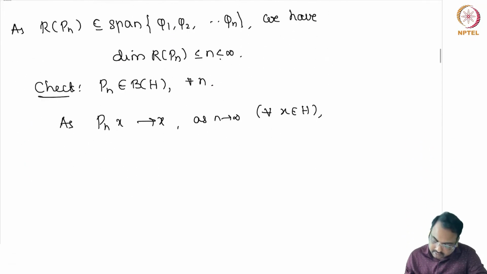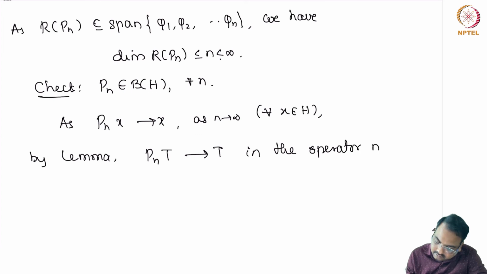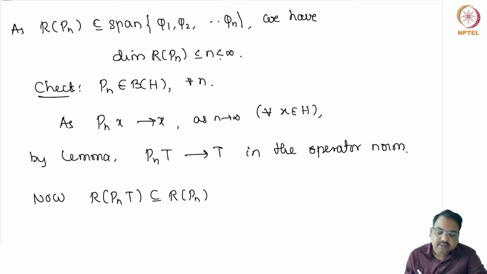Now applying the earlier lemma, P_n T converges to T in the operator norm. Now the range of P_n T is contained in the range of P_n, that is finite dimensional. So therefore P_n T is a finite rank operator.